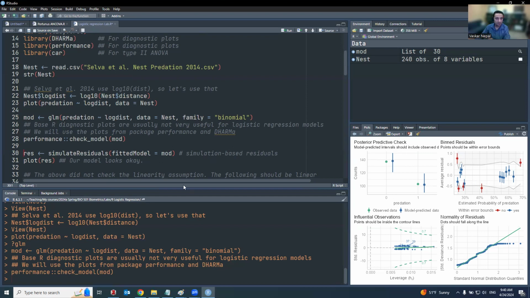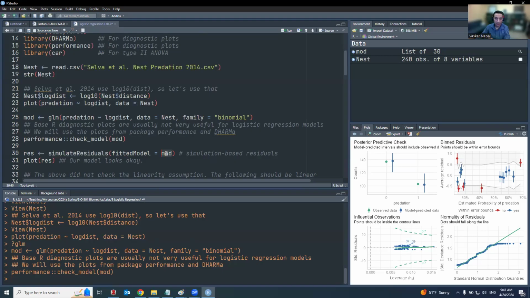It's looking pretty good. Another way to look at the model diagnostics is using the function simulate residuals from the package DHARMa. And to that, we only need to provide the fitted model object. And in our case, that is mod. That's the argument.